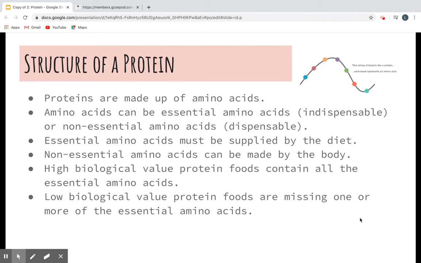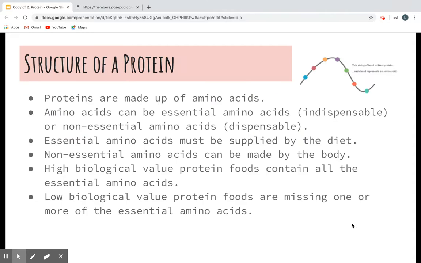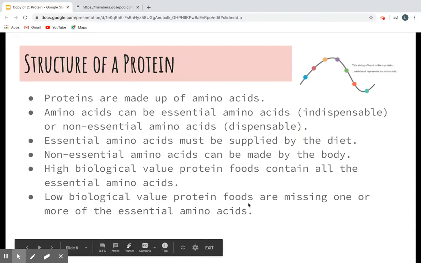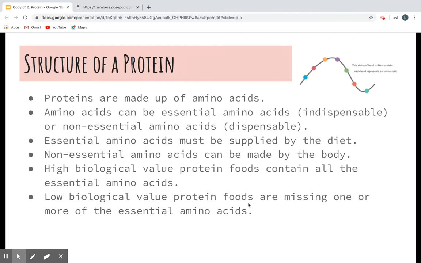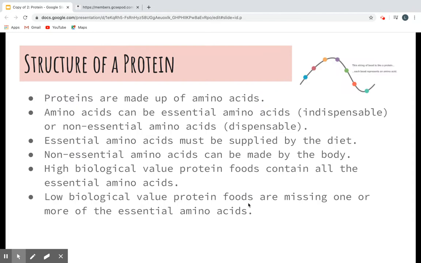And remember that your high biological value foods are your animal foods, okay, such as your meat, your fish, your eggs, and your meat alternatives. And they contain all of the essential amino acids. And your low biological value protein foods, which are missing one or more of these essential amino acids, come from your plant foods. So these two slides are really important to jot down, okay? So just pause the video here and write down both of them.